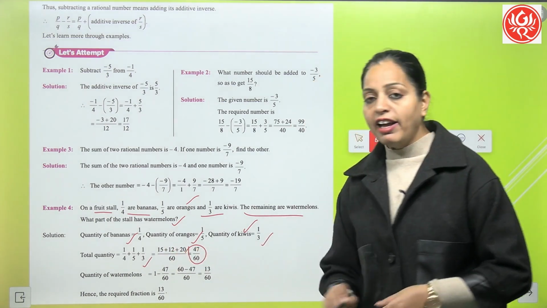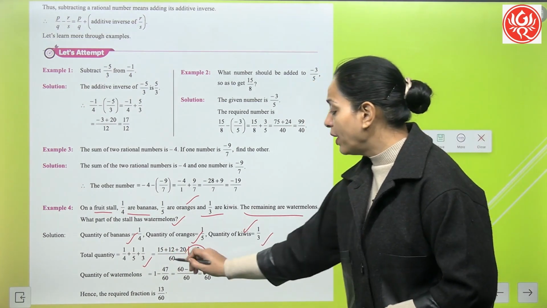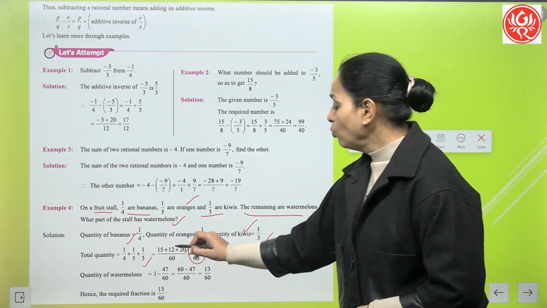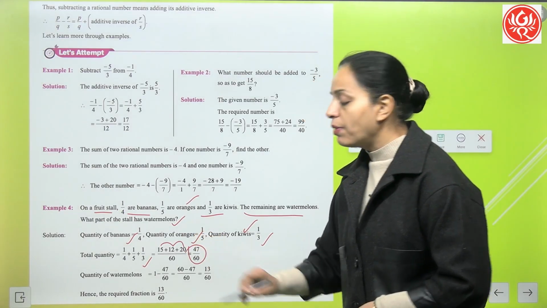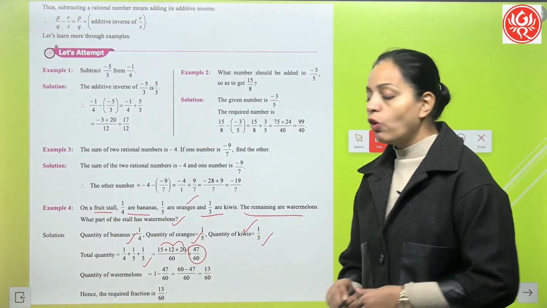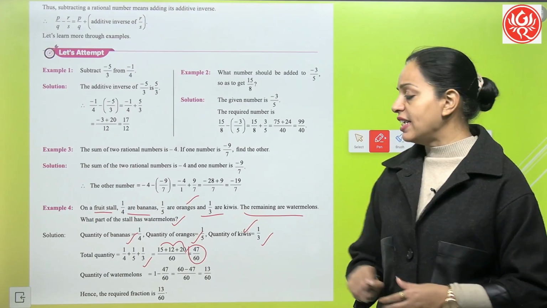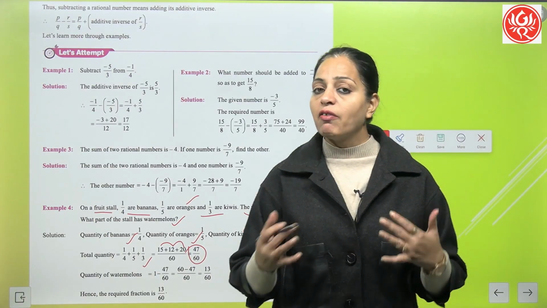So they are unlike fractions. Take the LCM. LCM is 60. So what are we getting? 15 plus 12 plus 20. So that is 47 upon 60. Now the rest is watermelons.